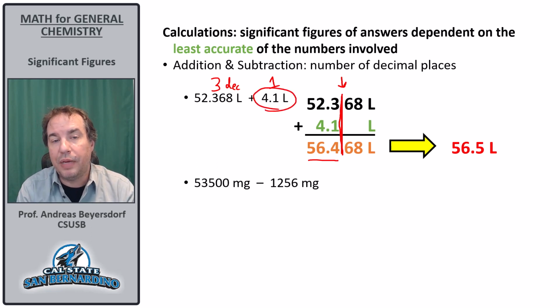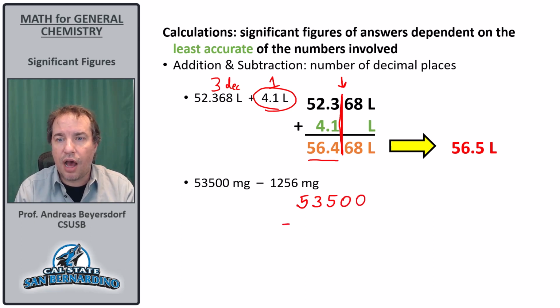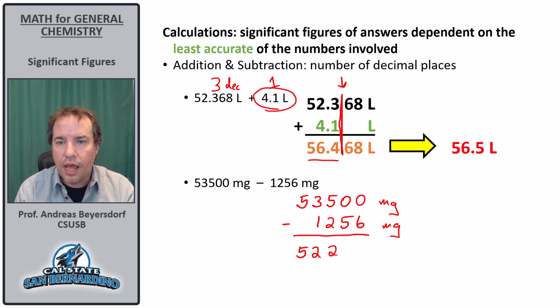This one measurement, which is the least accurate of them, is the one that determines how many significant figures are in my answer. Let's do another one. Let's say I have 53,500 milligrams and I'm subtracting off 1,256 milligrams. All right, so I have 53,500 and I'm going to subtract off 1,256. I put these into my calculator and I'm going to get 52,244 milligrams.